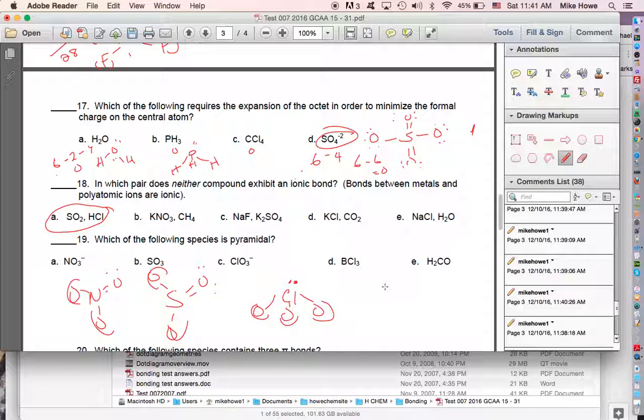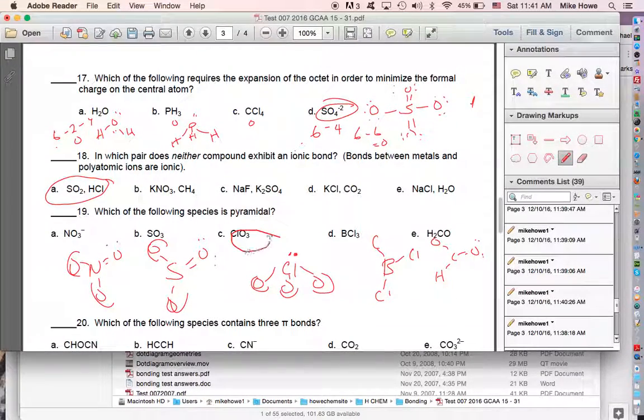Okay, boron doesn't obey the octet rule. Remember, it goes into this trigonal planar configuration. H2CO I've already drawn earlier in an earlier question. There you go. So the only one that's pyramidal is C.